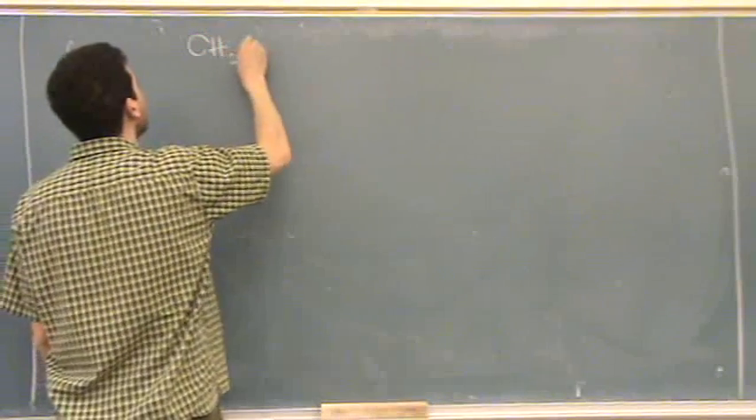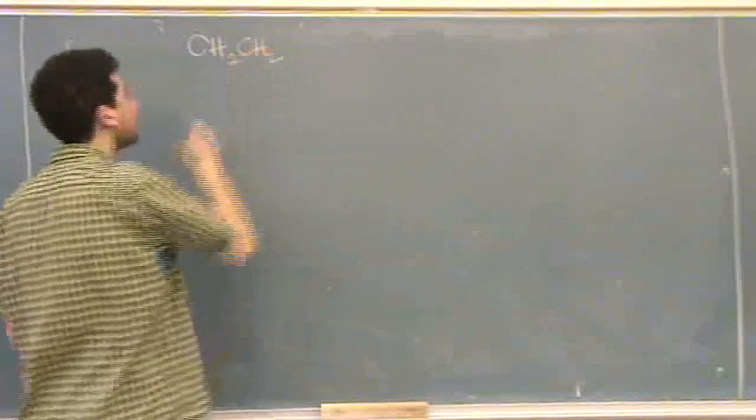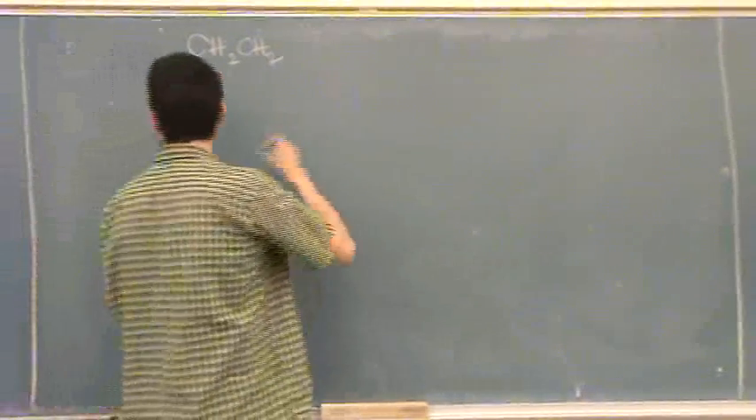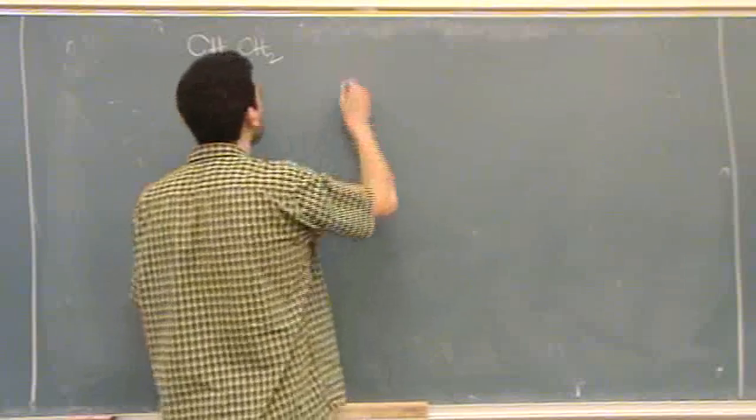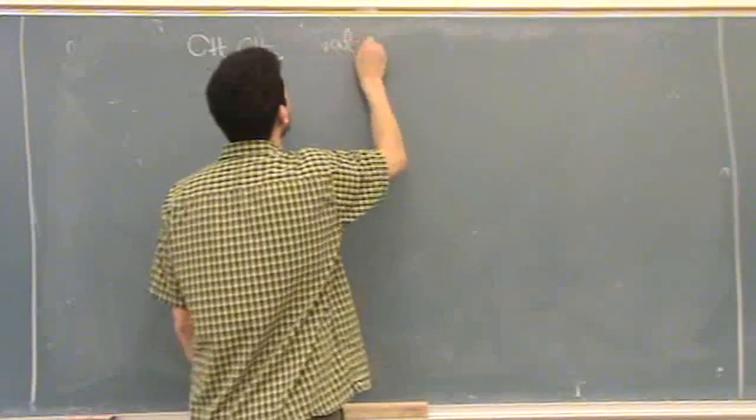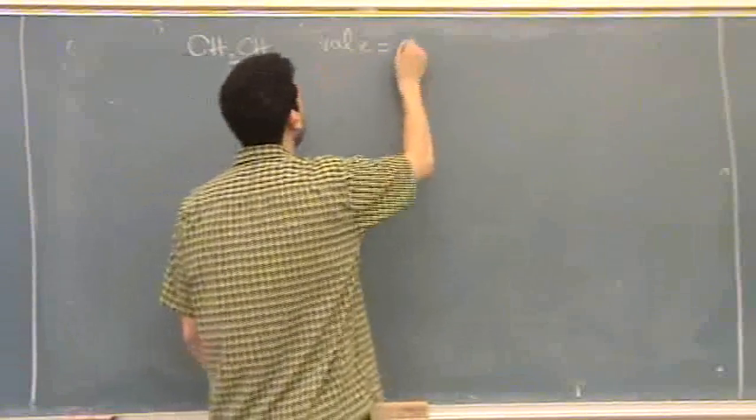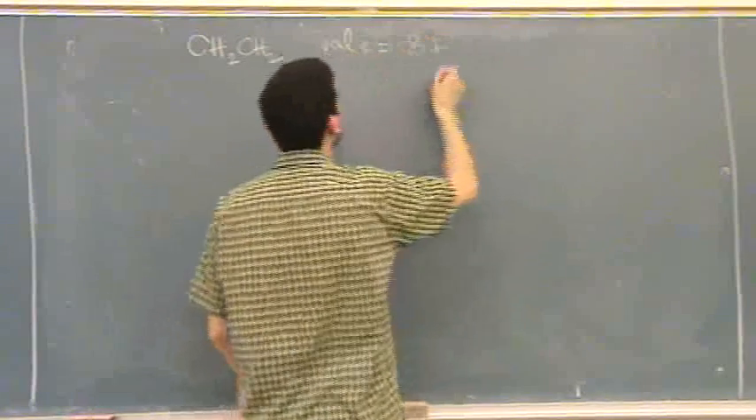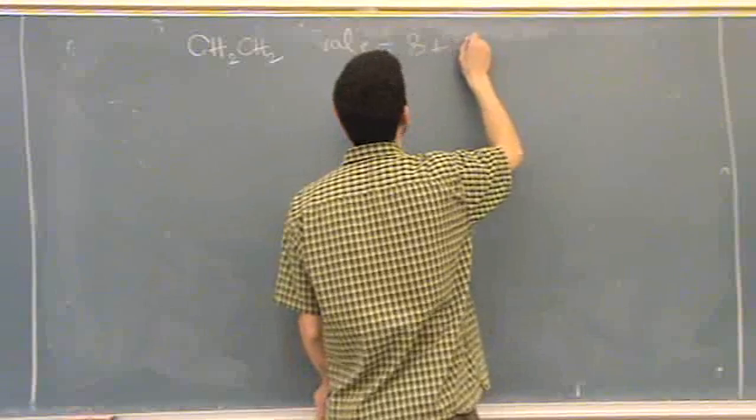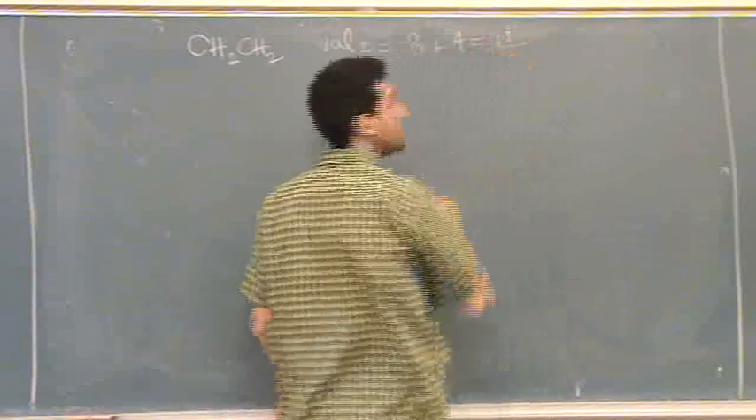So let's do CH2, CH2. Question being, draw the hybrid orbitals. So what you'd want to do is first draw the Lewis structure. So you got to go valence electrons equals 2 times 4 for carbon, that's 8, plus there's 4 hydrogens, each at 1, 4. So that's 12.